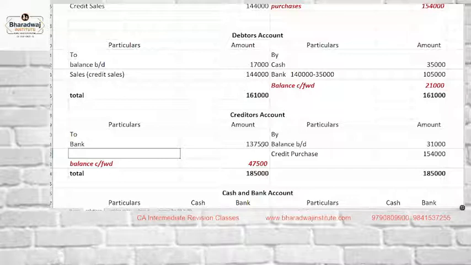Balancing for in cash column should be taken as what? Cash recoverable from cashier. Balancing for in cash column, take it as cash recoverable from cashier. Bank balance by balance carried on, normal closing balance.